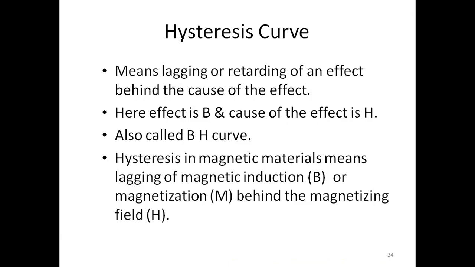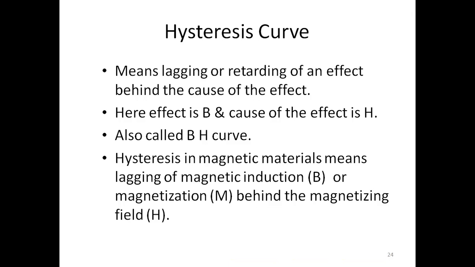Just now I told you that hysteresis is shown by a ferromagnetic material. What is meant by this hysteresis? And we'll see what its applications are. Hysteresis is nothing but the lagging or retarding of an effect behind the cause of the effect, the lagging of magnetization behind the magnetizing field. We just say that is called hysteresis.